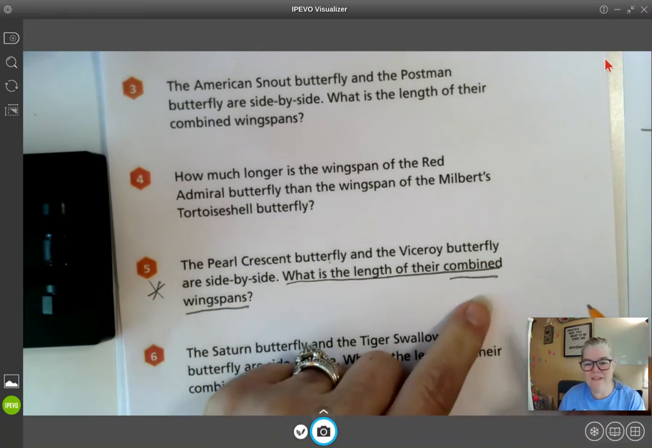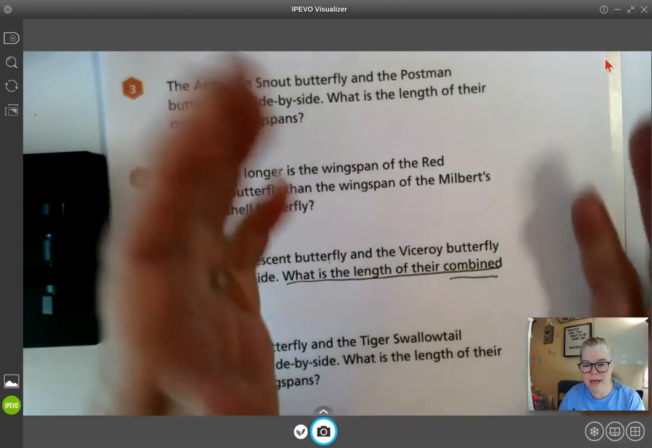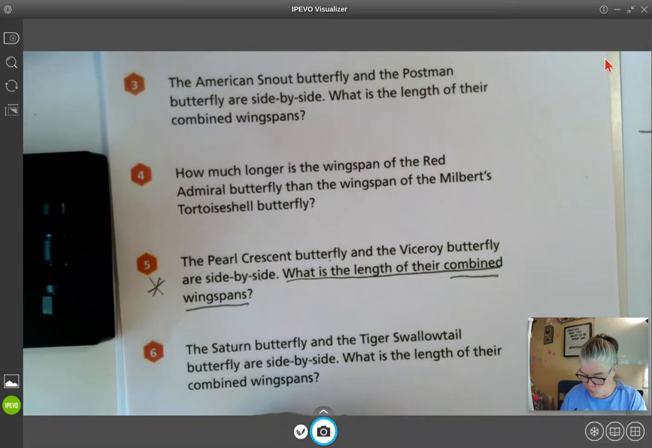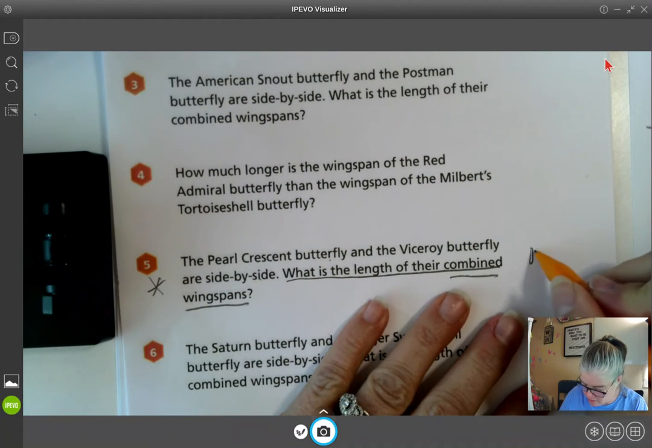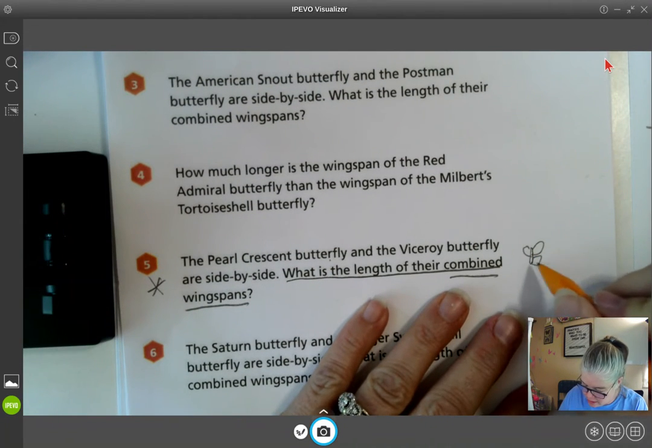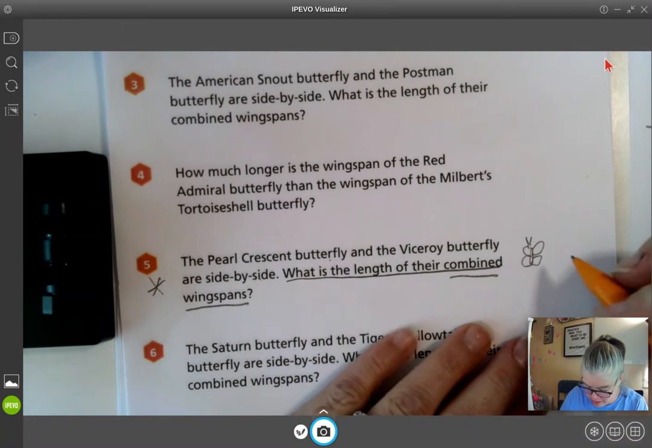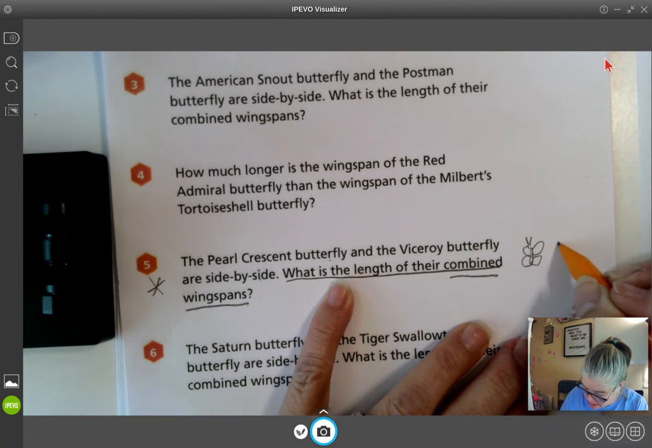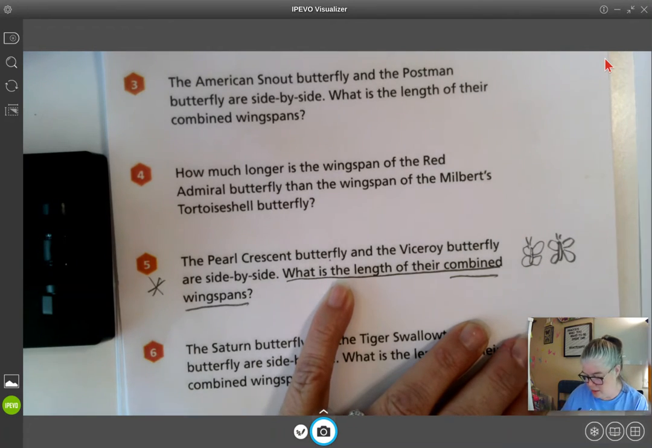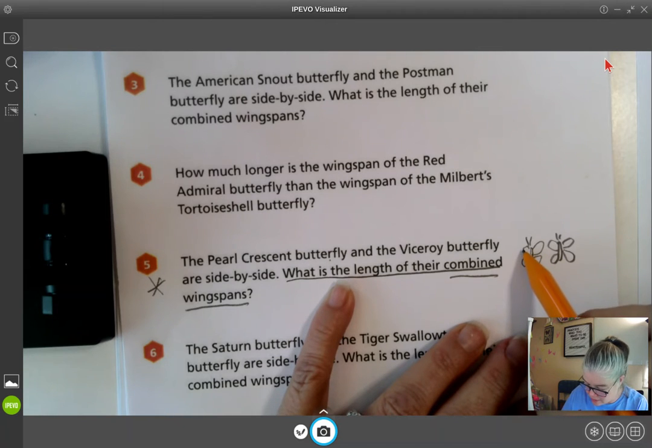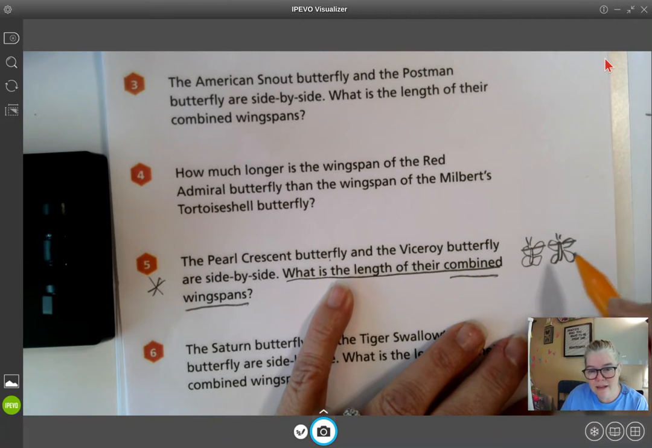What math does that feel like? What do I do when I'm combining things and putting them together? Let me think about a picture of these butterflies. Here's one butterfly. It says they're set side by side. So here's my other butterfly. Side by side. There's my 2 little butterflies. So they want to know the length of their combined wingspan. So one butterfly's wingspan is here, and the next one is here. And I need to combine them. So I'm going to put them together.